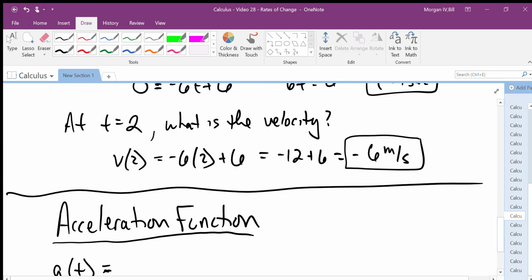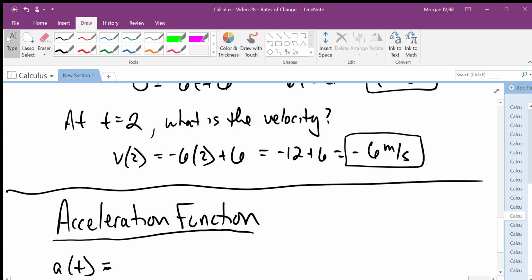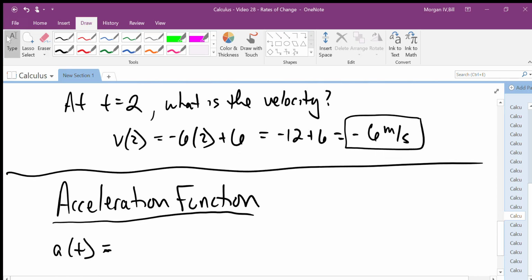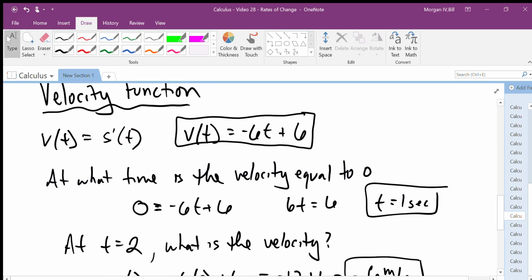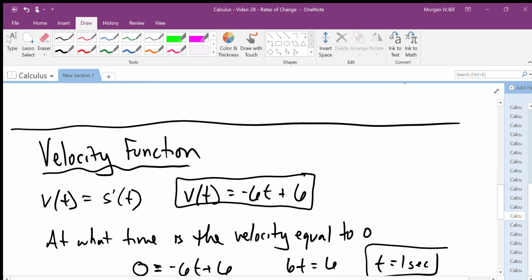Question 3, or function 3, here we have what's called the acceleration function. Acceleration is the change in the velocity. It's the rate at which the velocity itself changes. So in our case, our velocity here was linear, right? So let me go back over to the top.